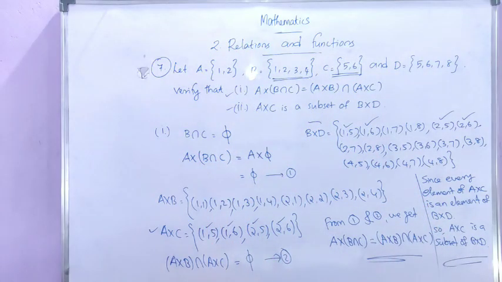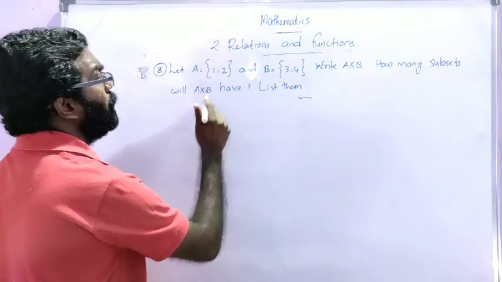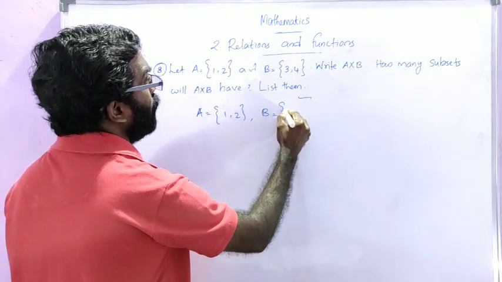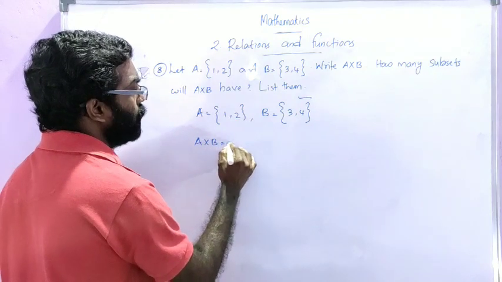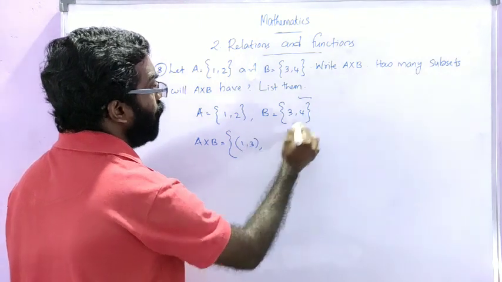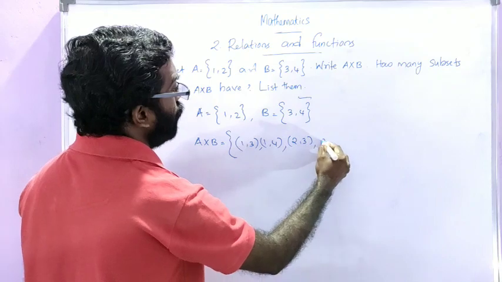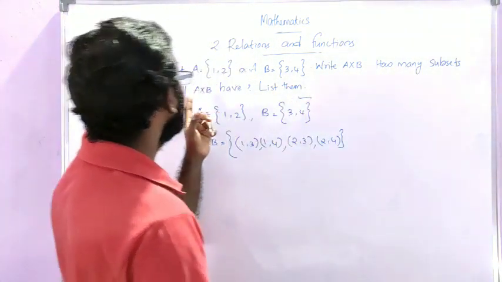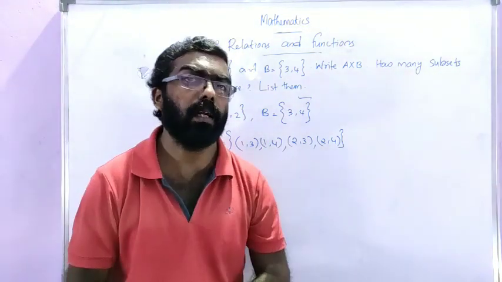Okay. The next question is, let A equal {1, 2} and B equal {3, 4}. Write A cross B. First of all we can write A cross B. A cross B is equal to the set of all ordered pairs (1,3), (1,4), then (2,3), (2,4). How many subsets will A cross B have?